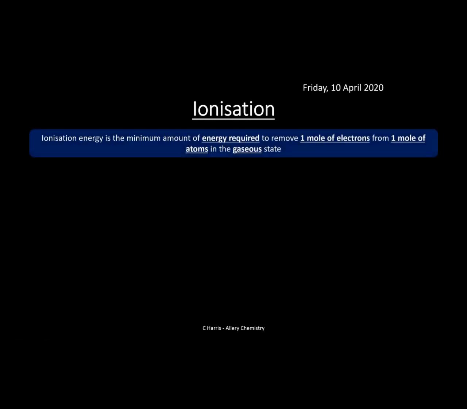Okay, so ionization. Ionization is, and we've seen this just before, about forming ions. Remember, it's gaining or losing electrons. Basically, the ionization in this case is the removal of electrons, and the definition is the removal of 1 mole of electrons by 1 mole of atoms in the gaseous state. So let's look at this example here. We've got sodium, which is losing an electron. It's forming Na+ and an electron.